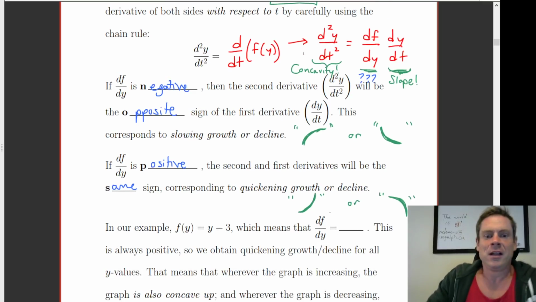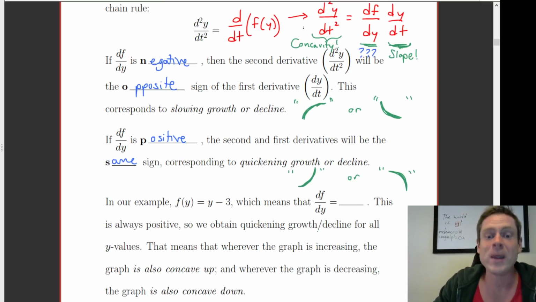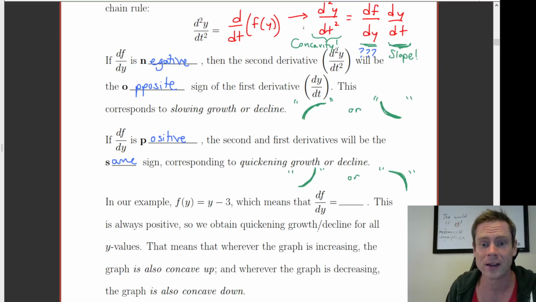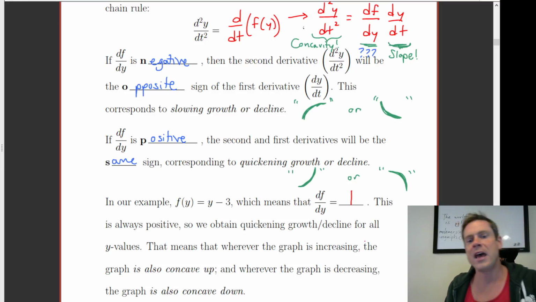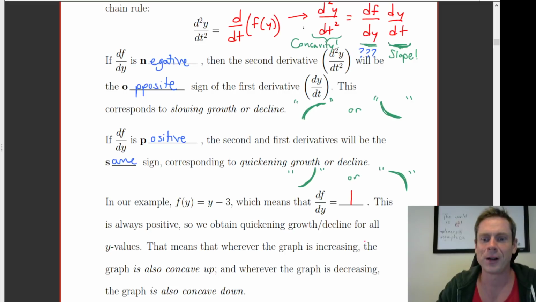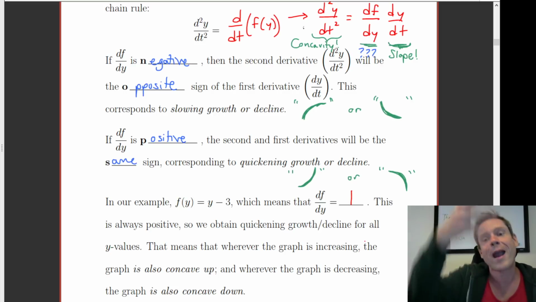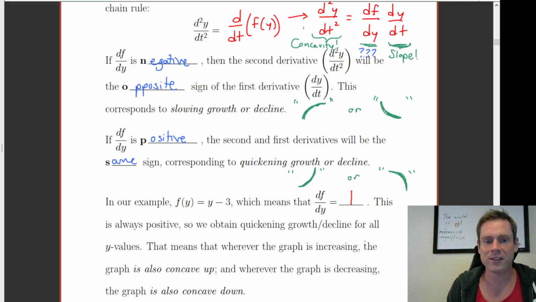So, back to our example. We had, in this example, f of y equals y minus 3. That's a really, really simple f of y, and I can take the derivative df dy without any trouble at all. It's just going to be 1. Okay? So df dy is equal to 1. And 1 is a really simple positive number. That means that no matter where we are, it's always positive.